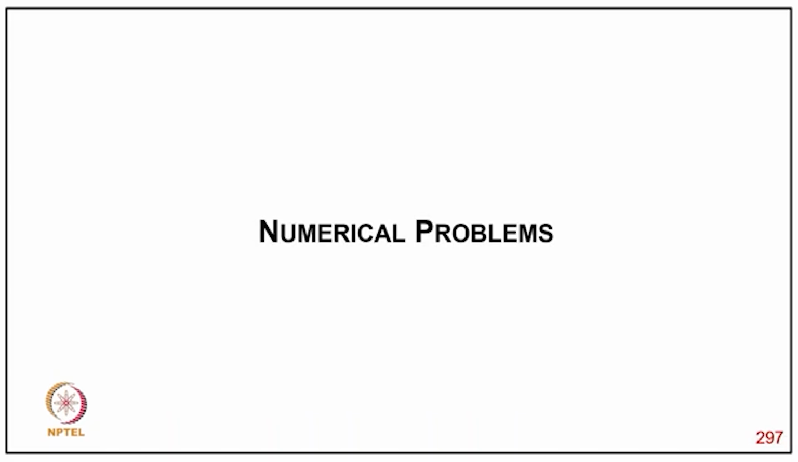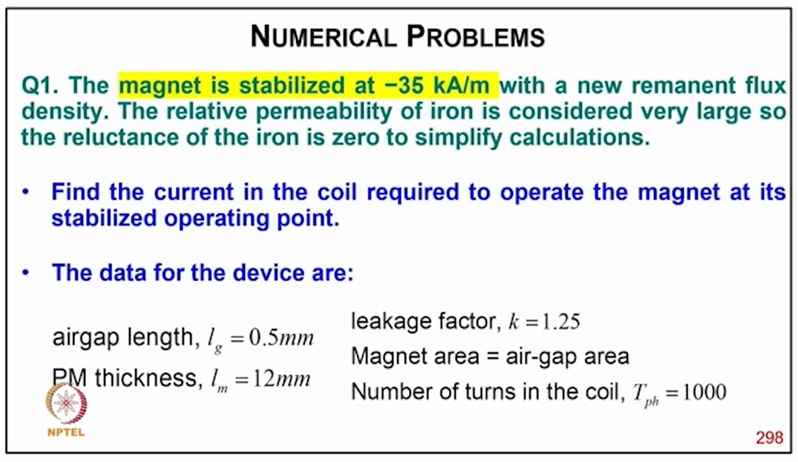Now coming to numerical problems. So starting with question 1, the magnet is stabilized at minus 35 kiloampere per meter with a remanent flux density. The relative permeability of iron is considered very large, so the reluctance of iron is 0 to simplify calculation. Find the current in the coil required to operate the magnet at its stabilized operating point. The data for the device are air gap length Lg equal to 0.5 millimeter, PM thickness Lm equal to 12 millimeter, leakage factor K equal to 1.25, magnet area equal to air gap area, and number of turns in the coil is TPH equal to 1000.